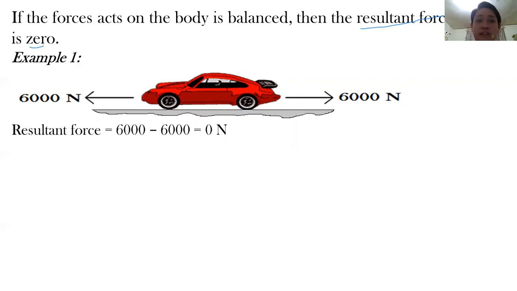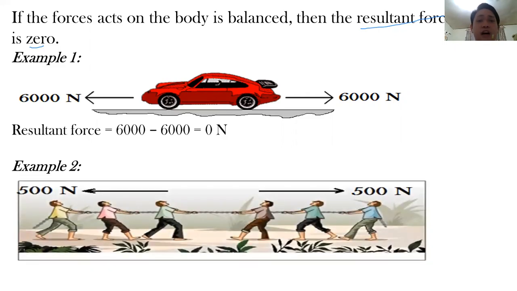As you can see, there are backward and forward forces, so the resultant force becomes 0. That means the forces acting on the body are balanced. Therefore, the resultant force is 0. I am showing now an example of how, when the forces acting on the body are balanced, the resultant force is 0. Another example, number 2, is the tug of war.